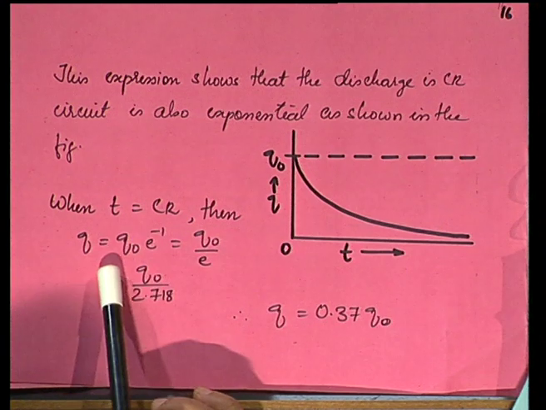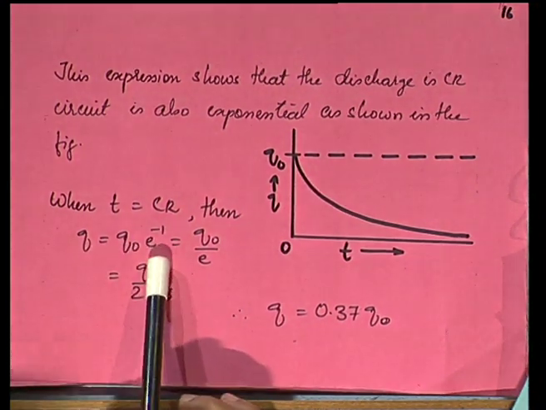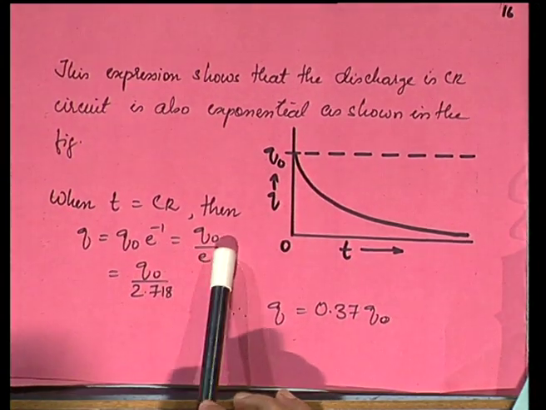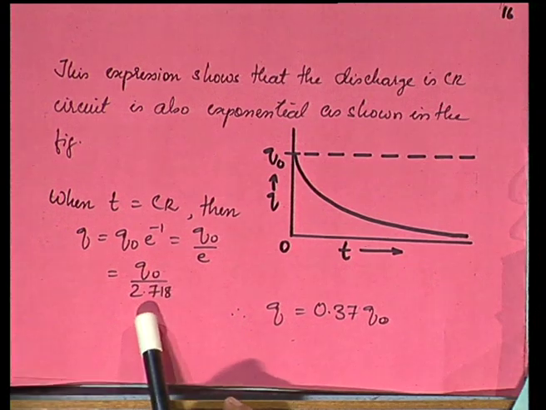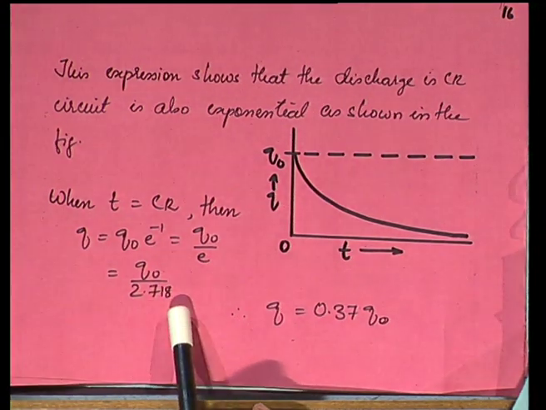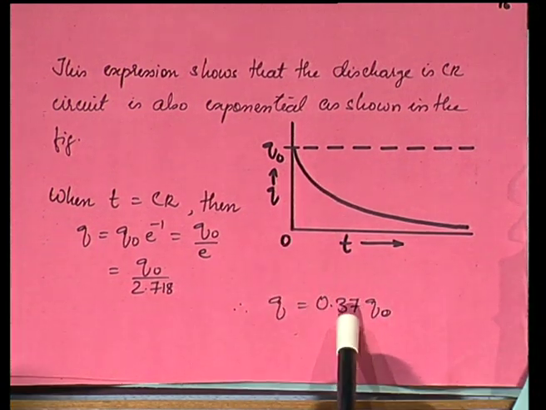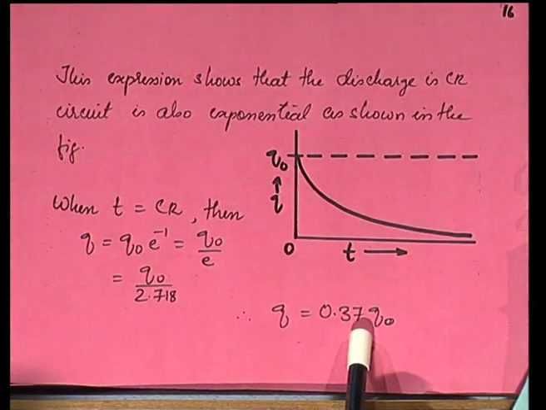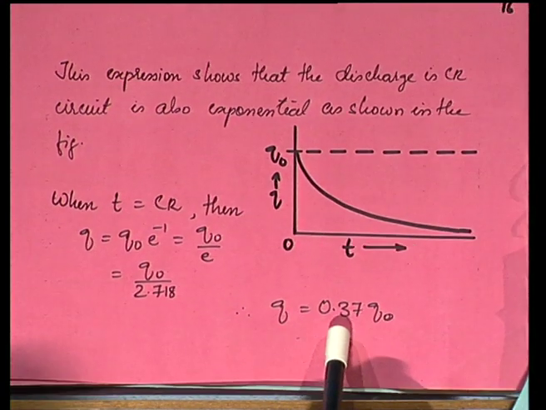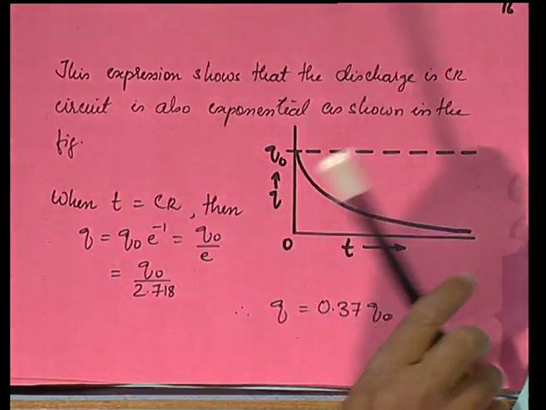Decay time of the CR circuit is given here: in the circuit, Q is equal to Q naught e to the power of minus 1, that is Q is equal to Q naught over e, where e is 2.718, which gives 0.37 Q naught. So, the time for 0.37 Q naught is the time taken for a CR circuit when its current becomes 0.37 times that of the original current.